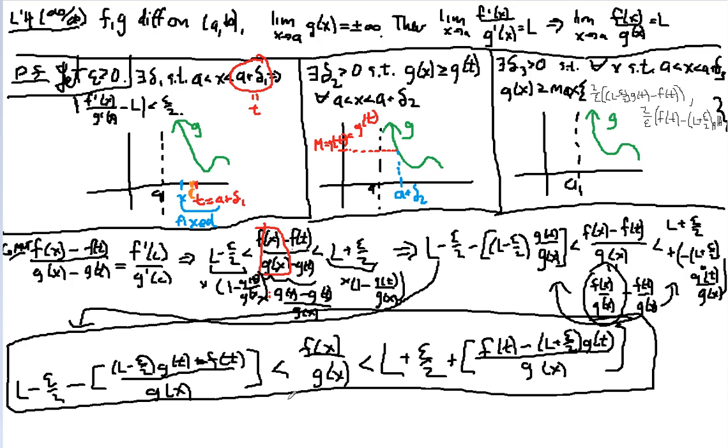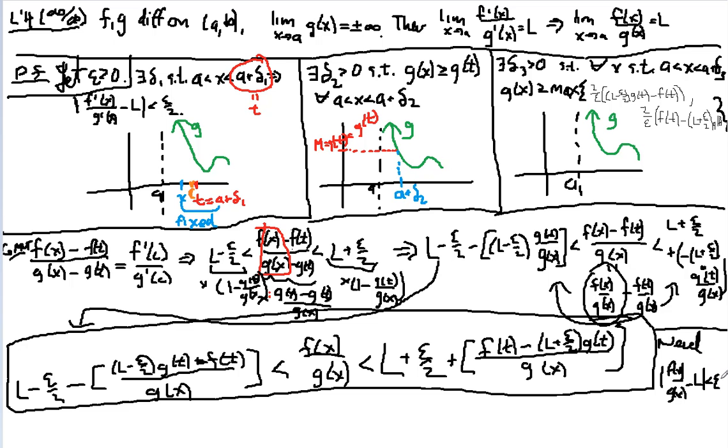So here's what I want. I want to prove that the limit of f over g equals L, which means I need, maybe I'll write over here, I need to get at some point f of x over g of x minus L is less than epsilon.